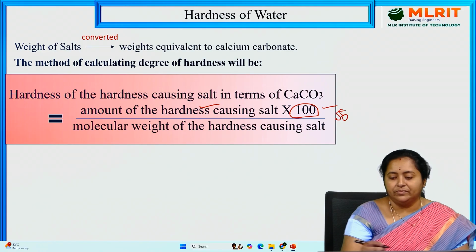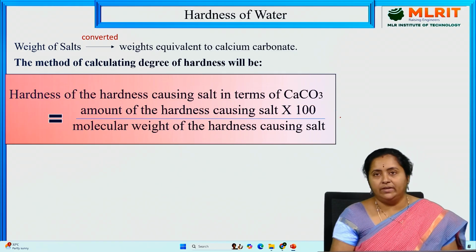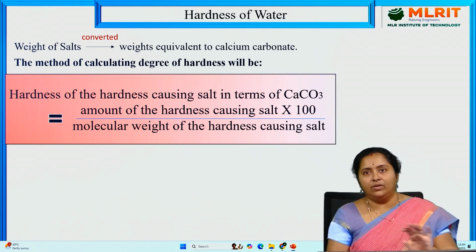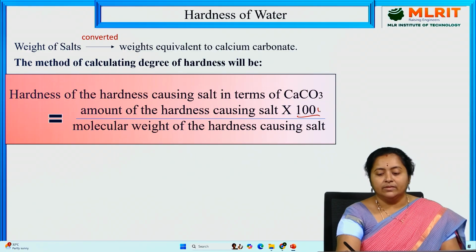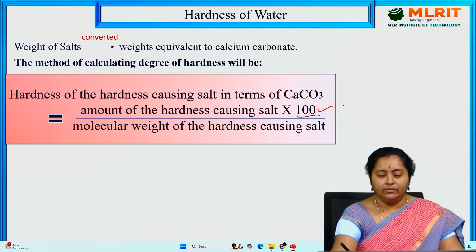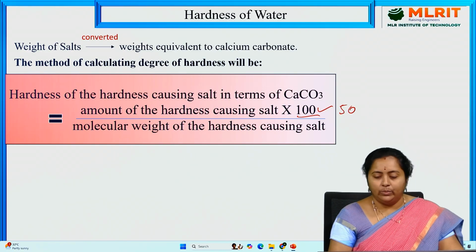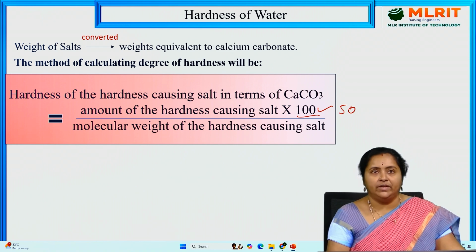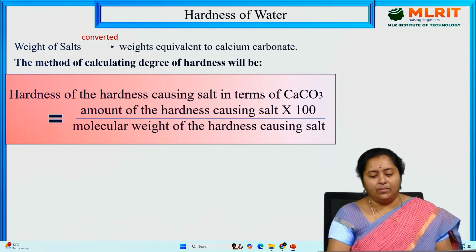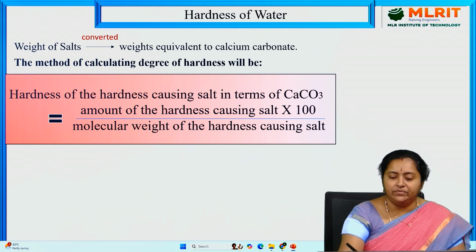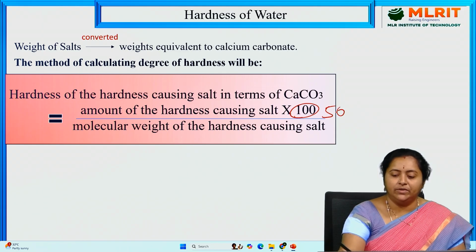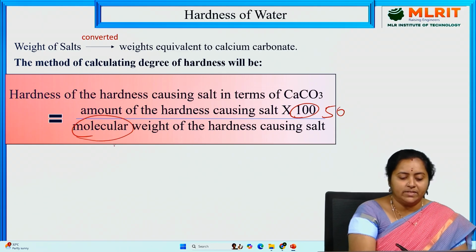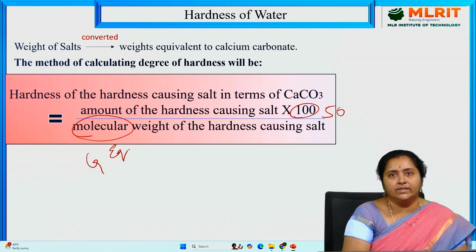So that we will substitute here, instead of 100 we can substitute 50 also. 50 is nothing but the gram equivalent weight. So this 100 is the gram molecular weight, it is mentioned here. So this can be replaced with 50 also. 50 is the gram equivalent weight. This also can be used in the formula for converting into CaCO3 equivalents, divided by the gram molecular weight of hardness causing salt. If it is 50, we are going to replace this one with the gram equivalent weight of the hardness causing salt.